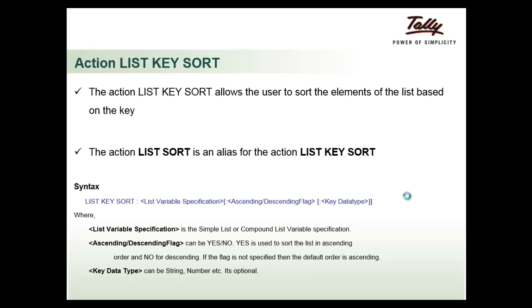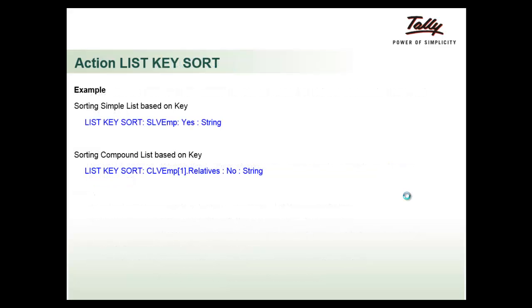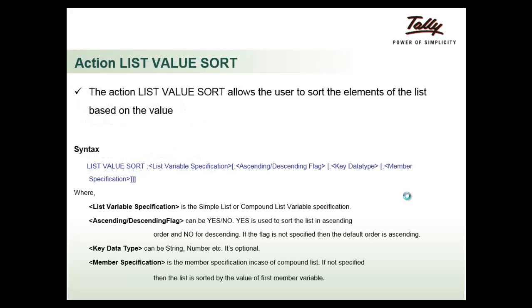First we went through list key sort, with the help of which the user can sort the elements of the list based on the key. You can ask what happens if the element is not added with the help of a key. Then those elements will be sorted in their insertion order. With the list key sort action, you can sort the elements in either ascending or descending order of the key.